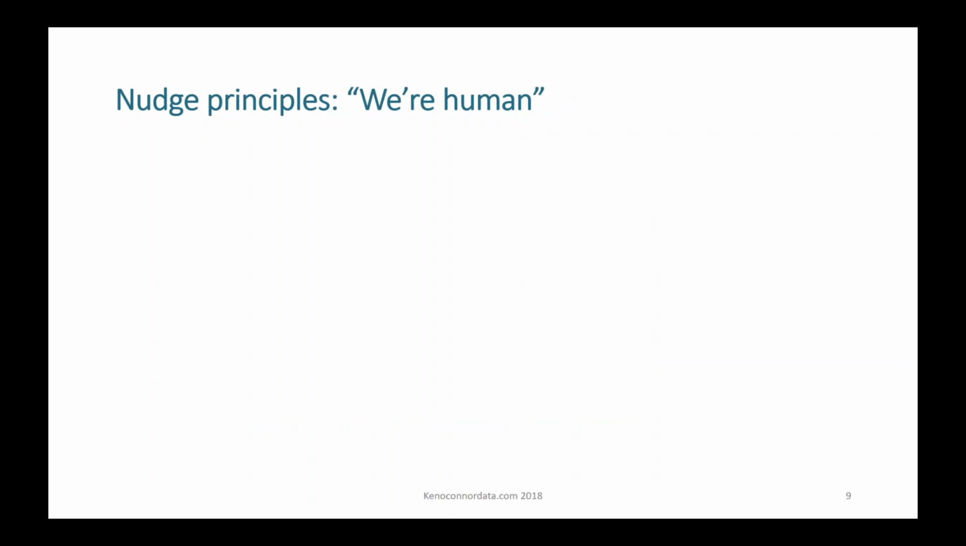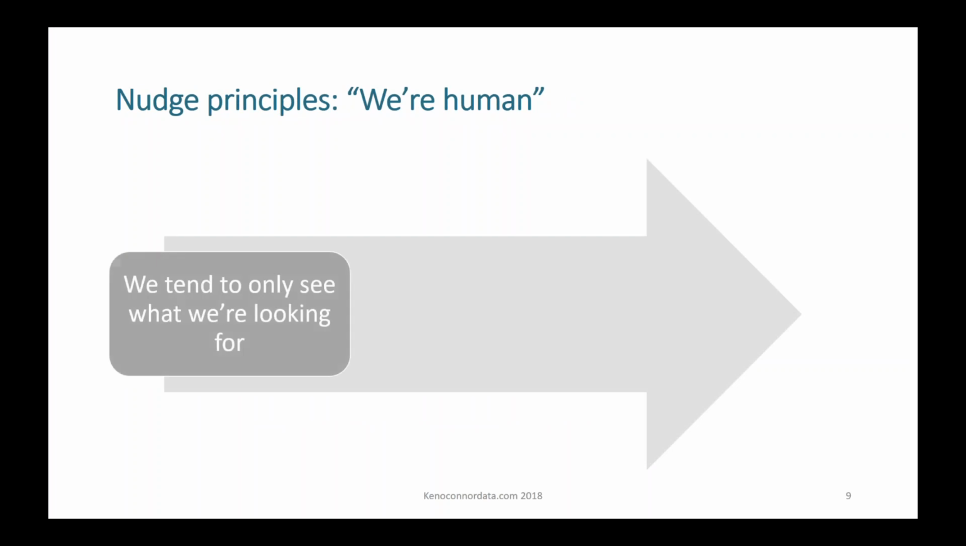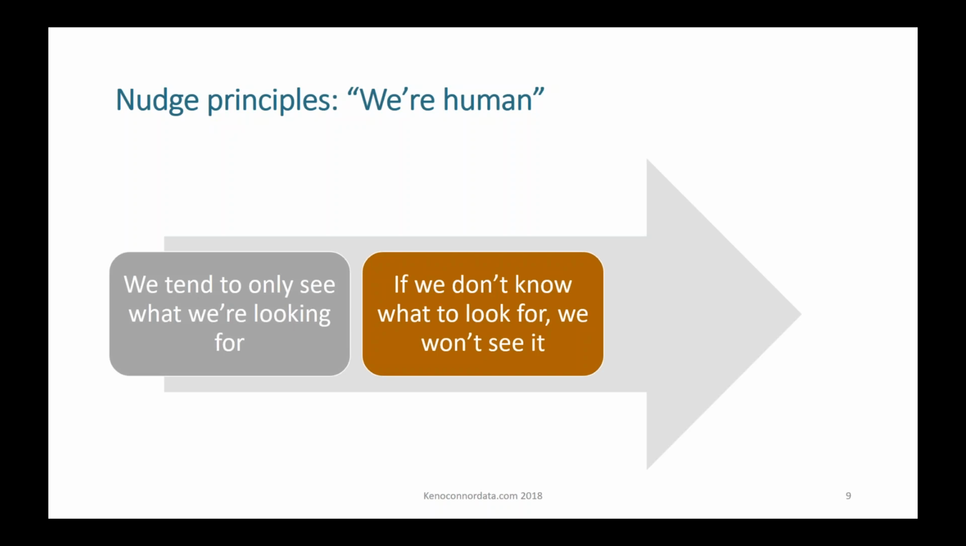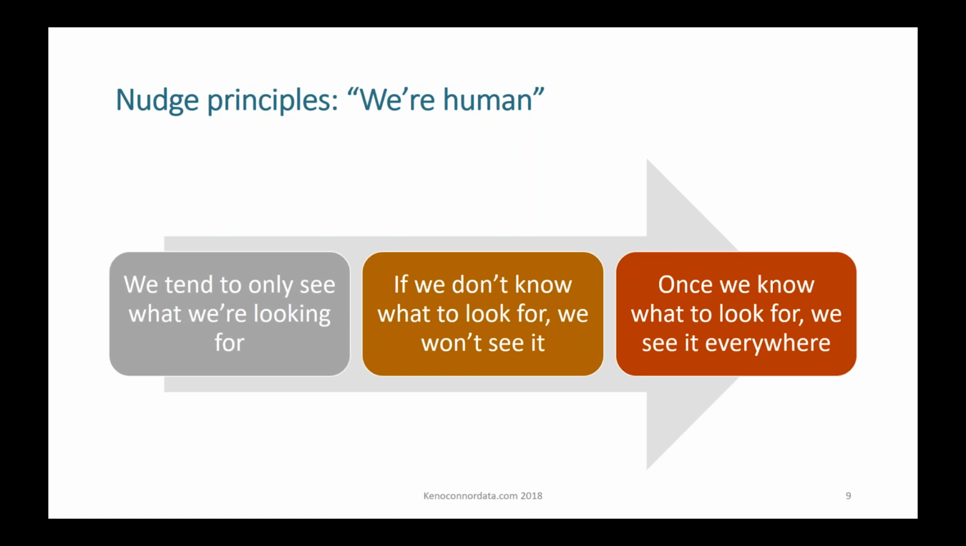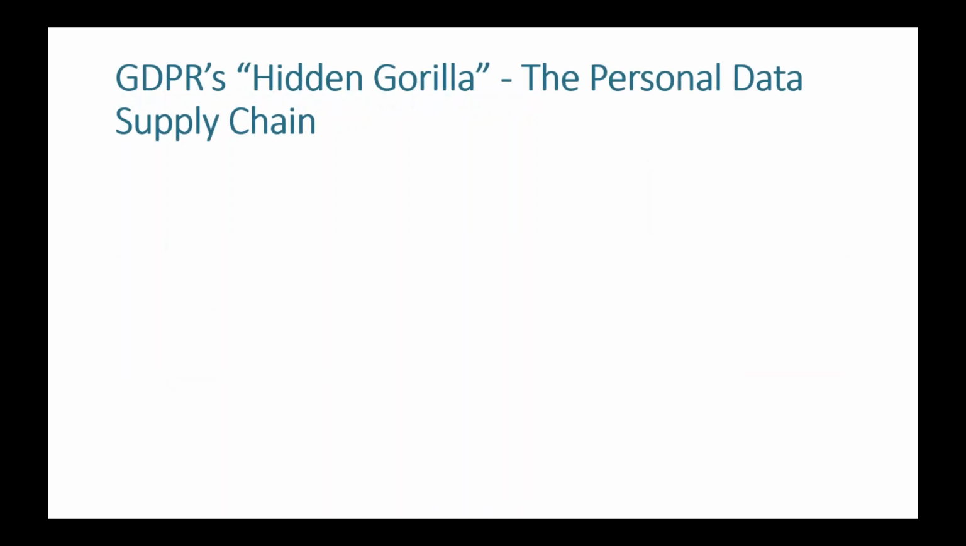So in terms of nudge principles from behavioral science, what we learned from that monkey business illusion is that we're human. We tend to only see what we're looking for. So we were directed to do some counting. If we don't know what to look for, we're just not going to see it. But once we know what to look for, we see it everywhere. So if you watch that video again, of course, you'll spot the gorilla and you'll see the curtain changing color. I have to admit, when I first saw it, I missed the gorilla, and I certainly didn't see the curtain changing colors. So in terms of moving on, what about GDPR?